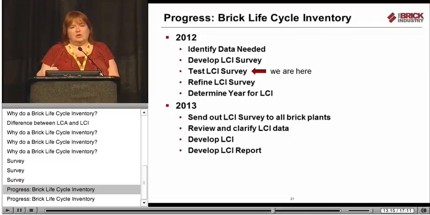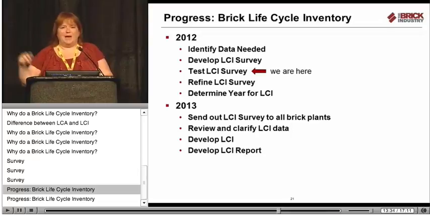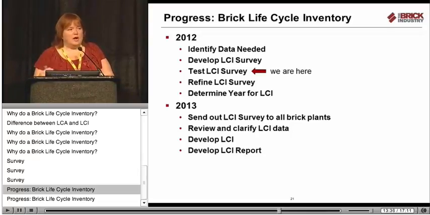The life cycle inventory has to include 95% of all of your products and anything that has a significant environmental impact. Well, one, we can pretty easily say we don't need to get any coatings, because clearly that's less than 5%. But there are other environmental impacts. So we're trying to look at those, trying to look at the material safety data sheets we get, and trying to see if there's a better way than asking you for everything.